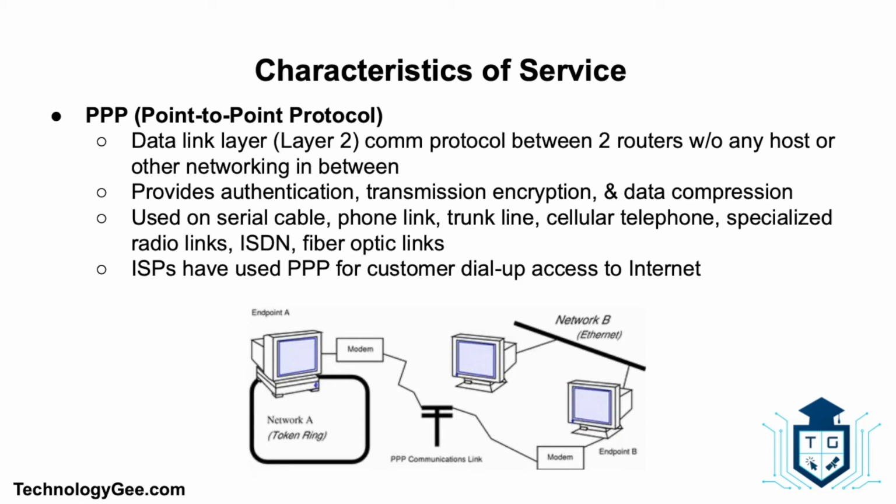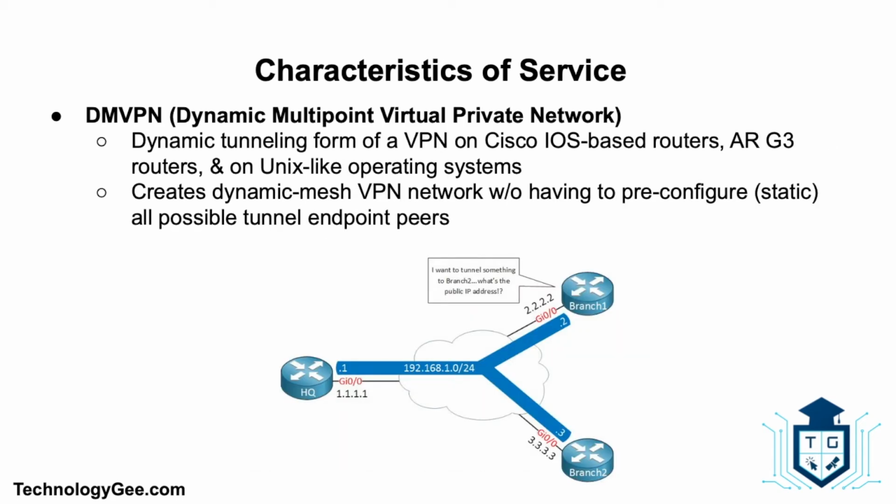Since IP packets cannot be transmitted over a modem line on their own without some data link protocol that can identify where the transmitted frames start and where it ends, ISPs have used point-to-point protocol for customer dial-up access to the internet. Next, we have dynamic multi-point virtual private network.